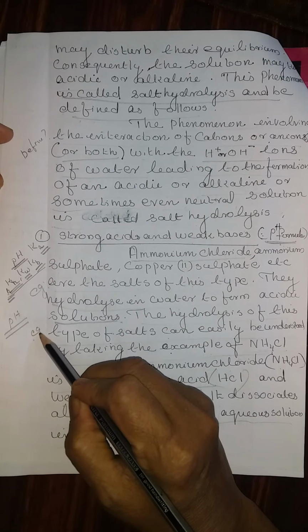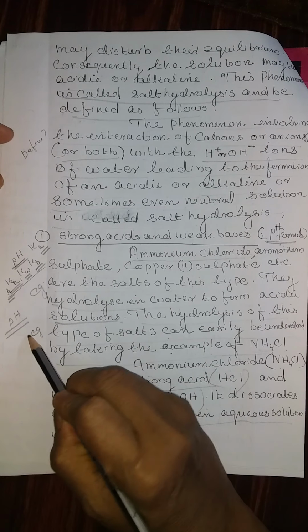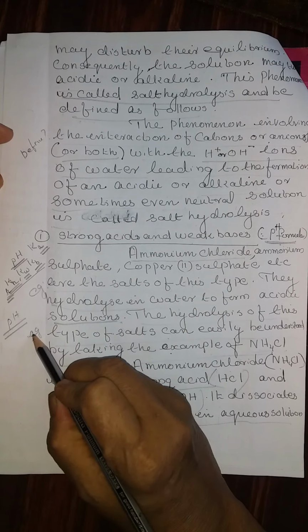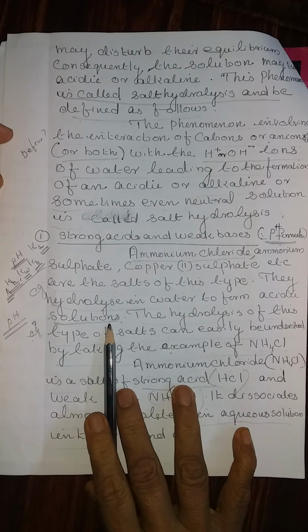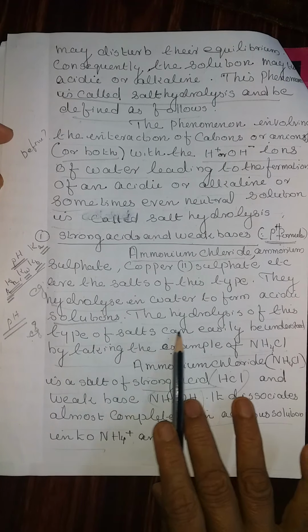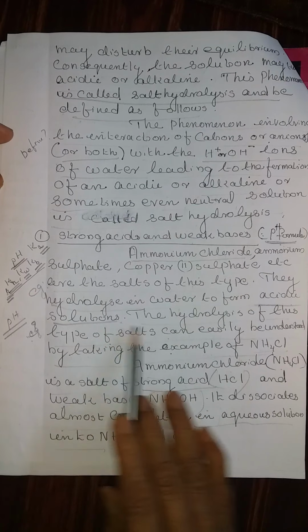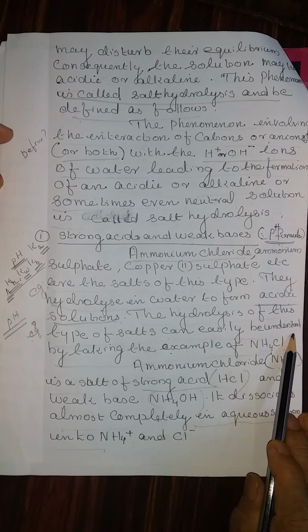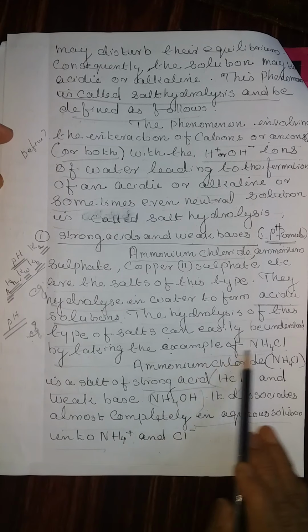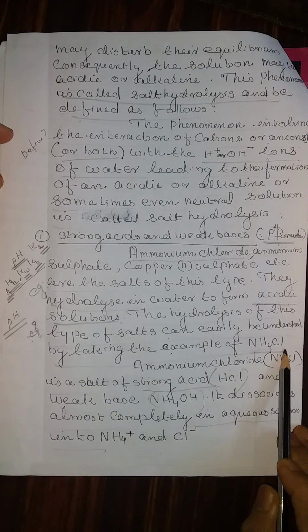Second, fill in the blank question. Strong acids and weak bases, when ionized, what kind of a solution does it form? Acidic, alkaline, neutral? Choose the correct answer. The hydrolysis of this type of salts can easily be understood by taking the example of ammonium chloride.